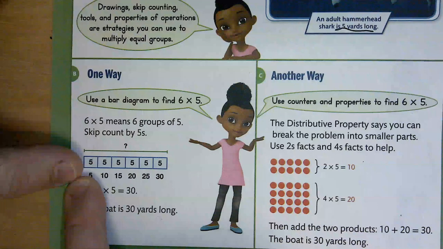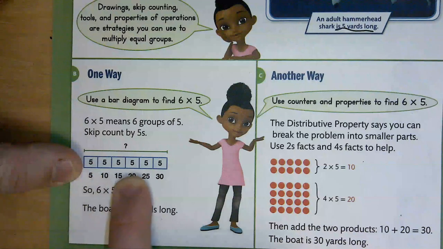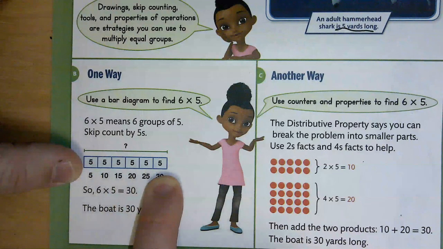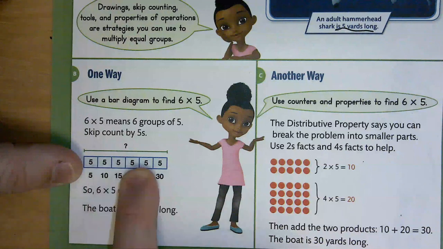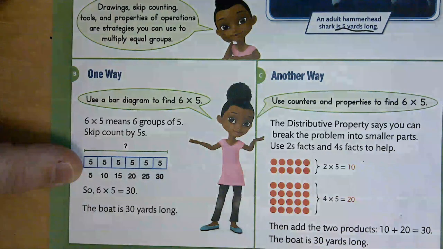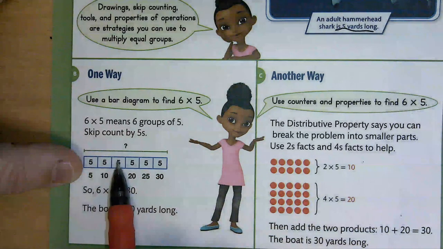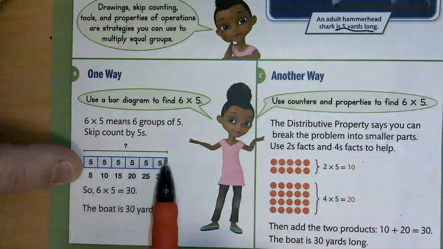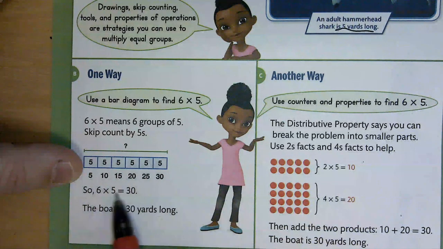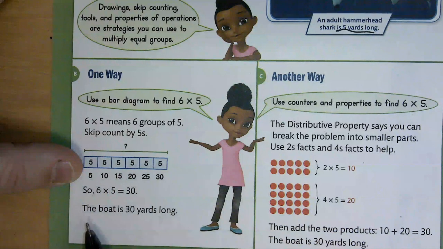So here we've got our bar diagrams. We drew 6 of our sharks, and we put a 5 inside of each of those boxes to represent those different sharks. And now that we've done that, now we can just skip count by 5. 5, 10, 15, 20, 25, 30. So 6 times 5 equals 30, and the boat is 30 yards long.